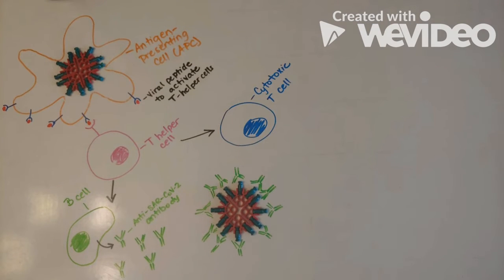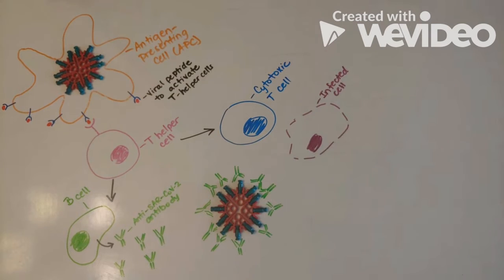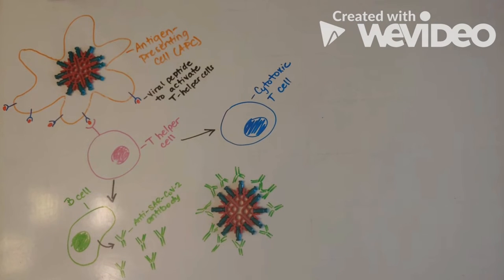Cytotoxic T cells are killer cells. They kill infected cells. B and T cells can stick around for months or years, waiting to respond if the virus shows up again.